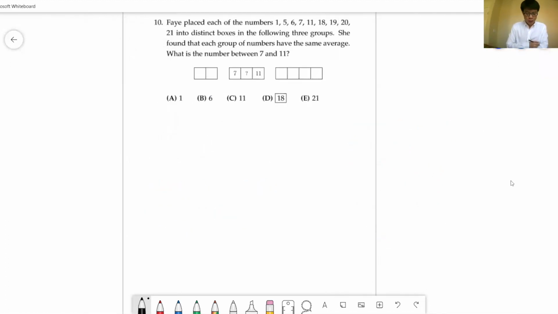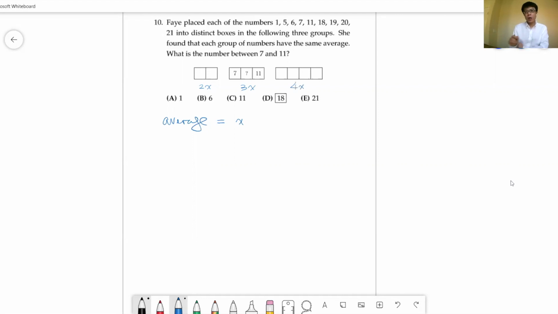All right, question 10. We have these 9 numbers placed in these 9 boxes, and we have 3 groups. Each group has the same average. We want to find a number between 7 and 11. Here, let's assume this common average to be x. That means for the first group, we have 2 boxes, so the sum equals 2x. For the second group, the sum equals 3x. For the third group, we have 4 boxes, so the sum equals 4x.